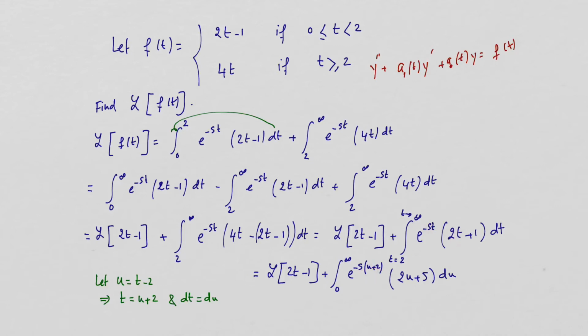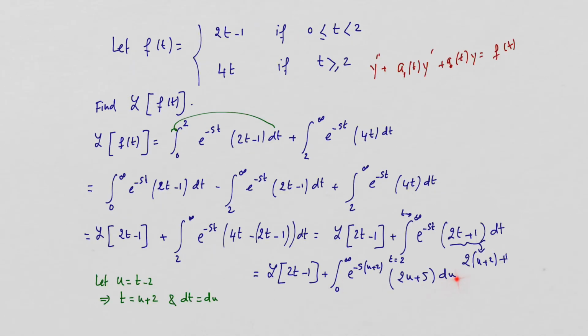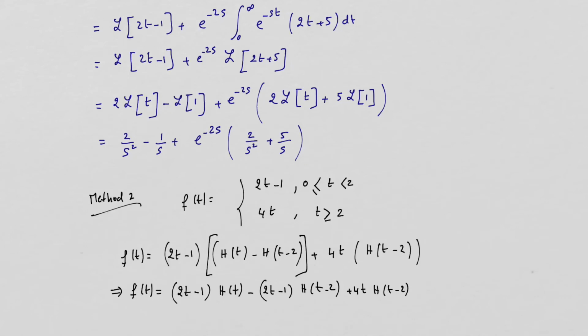I went a little fast here. This is 2 times u plus 2, plus 1, this piece. Which is what? 2u plus 4 plus 1. It's 2u plus 5. Okay? So just a little change of the variables. I don't like the letter u. I'm going to go back to t. It's just a dummy variable, so I can just call that t. Except that I used t instead of u.